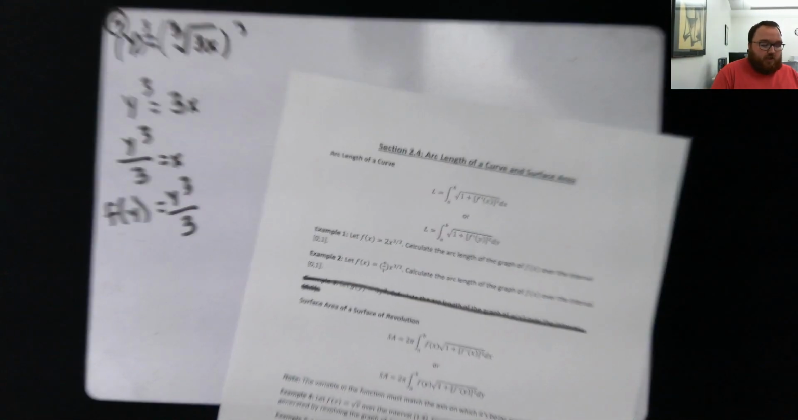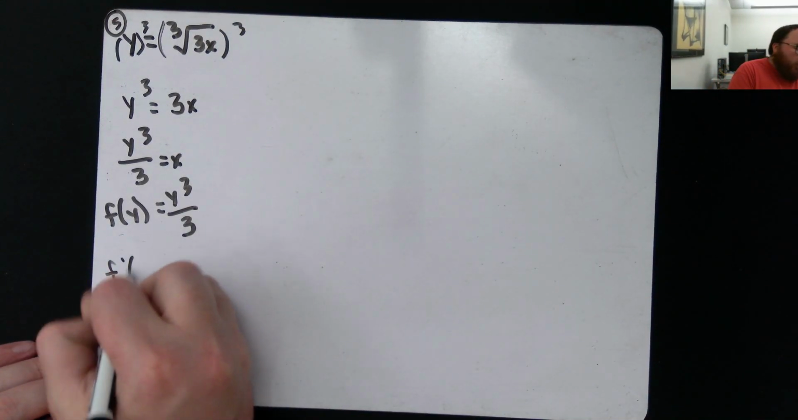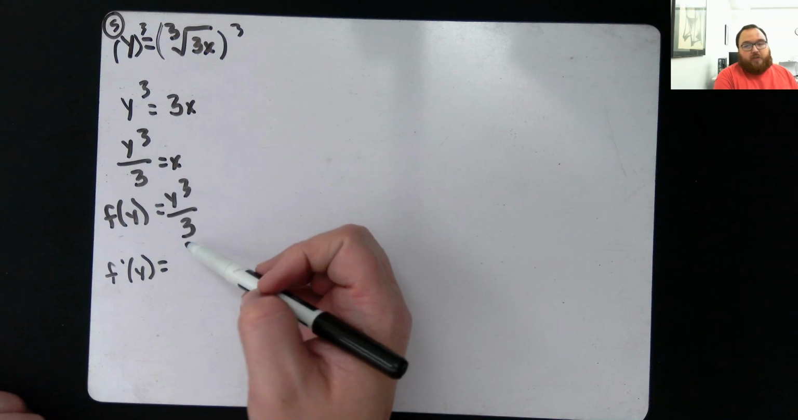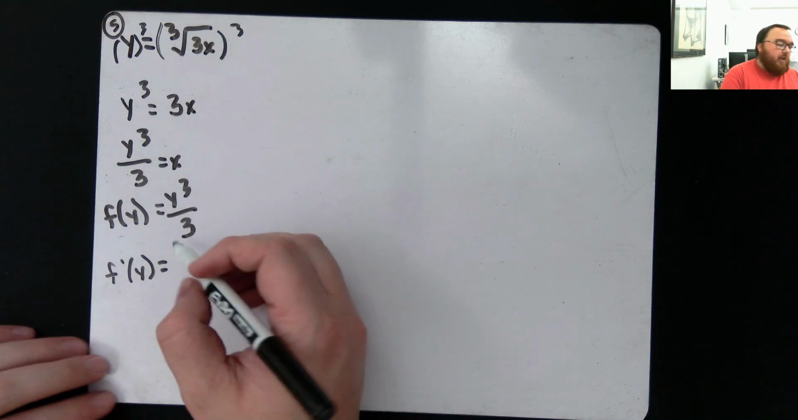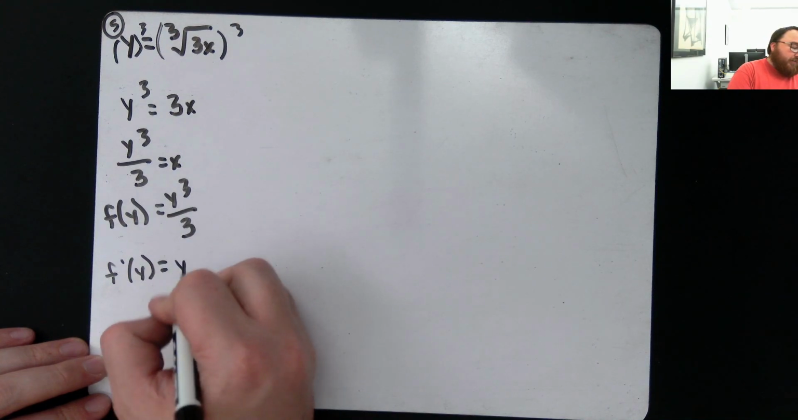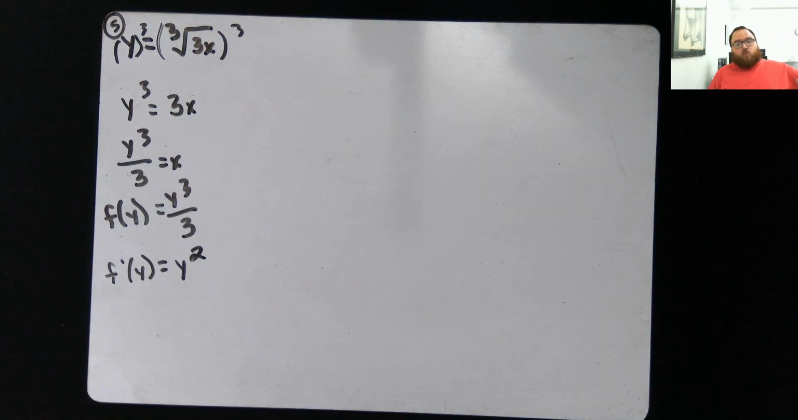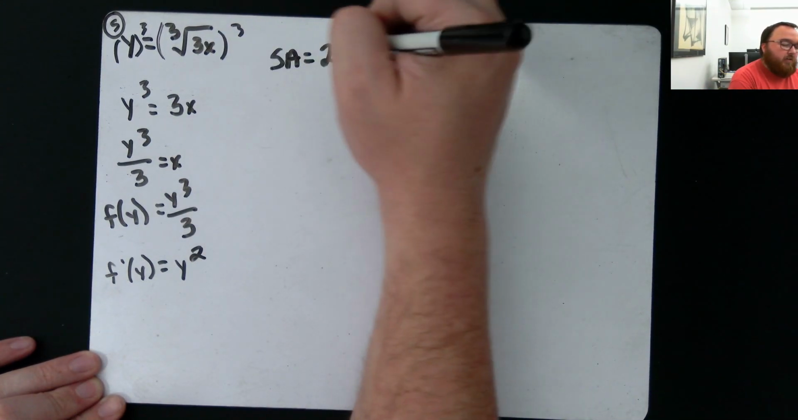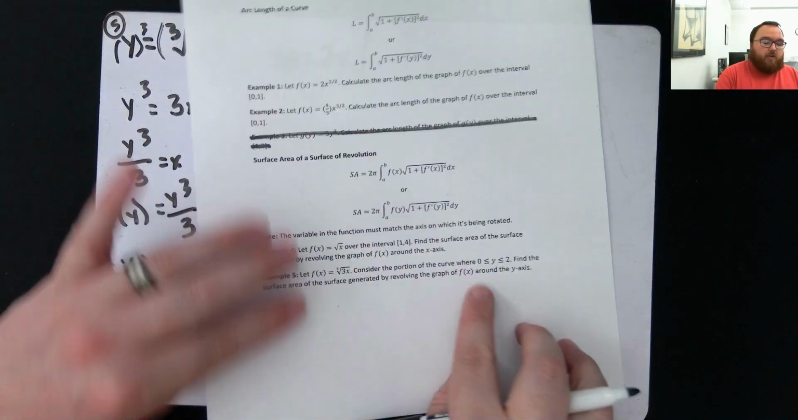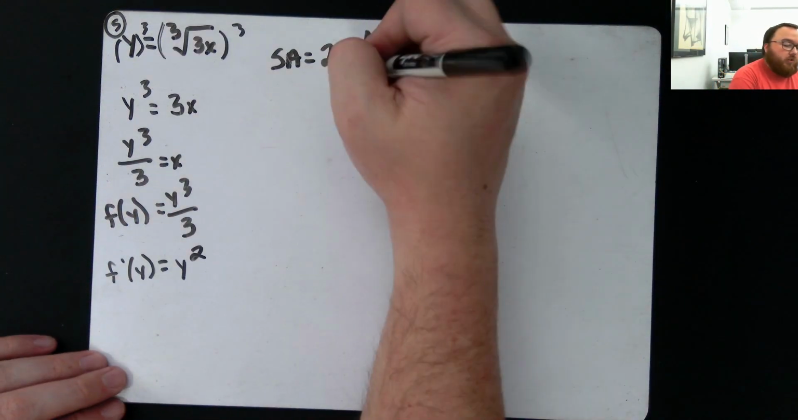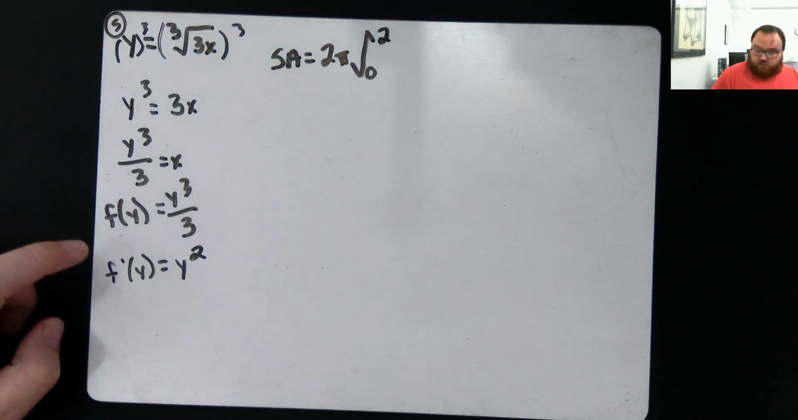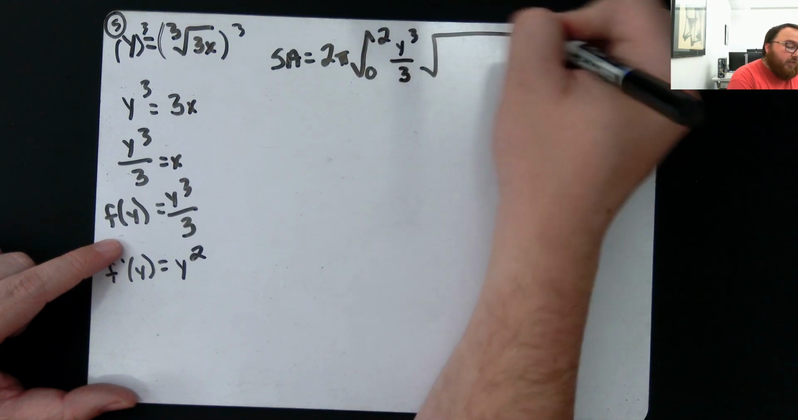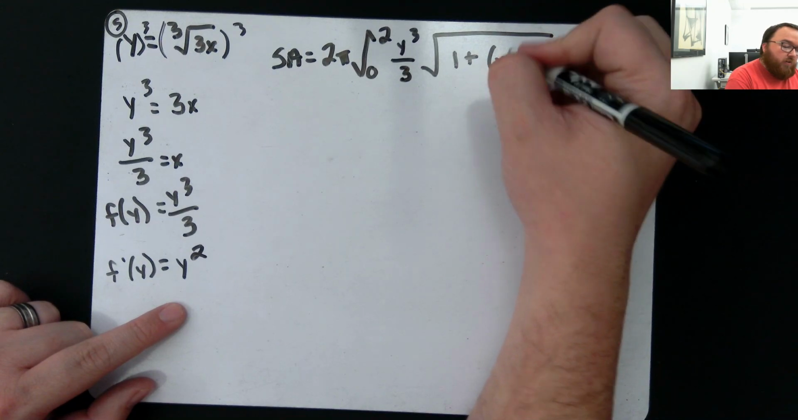First thing I need is the derivative. Bring down our 3, right? But 3 over 3 is just a 1, so that's nice. And then decrease that by 1, just gives us y squared. So the derivative is y squared. So surface area is going to be 2 pi integral. My bounds are from 0 to 2. The function goes out front, so that's y cubed over 3 times the arc length, square root of 1 plus the derivative squared.